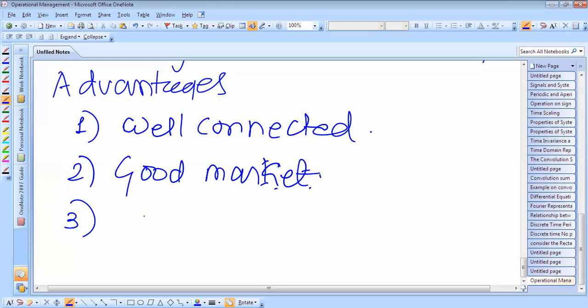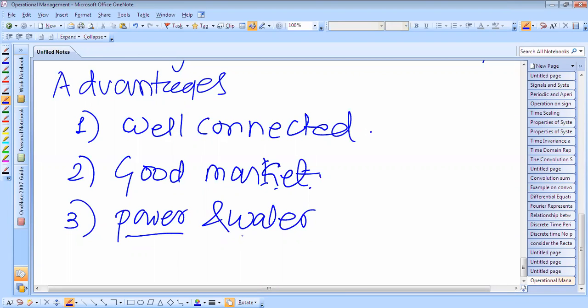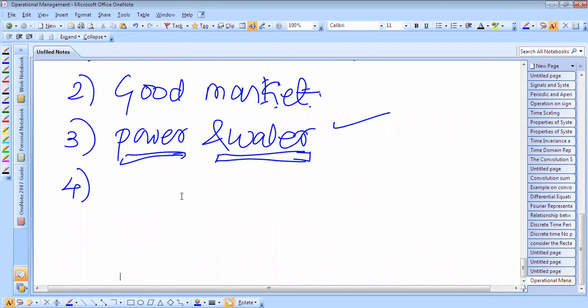If you have selected your plant in the city, power and water are easily available, because the city requires huge water and power, and therefore water is already there, power is also already there. So these are advantages for selecting the plant in the city. Next point, the right labor force is also available. As this is the city, the labor force is easily available.